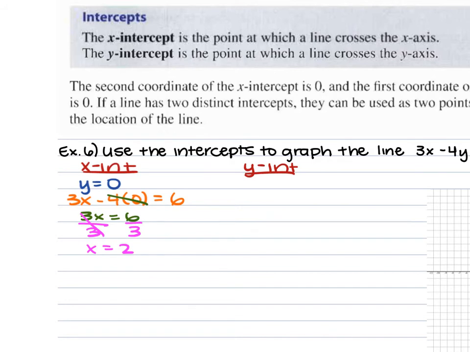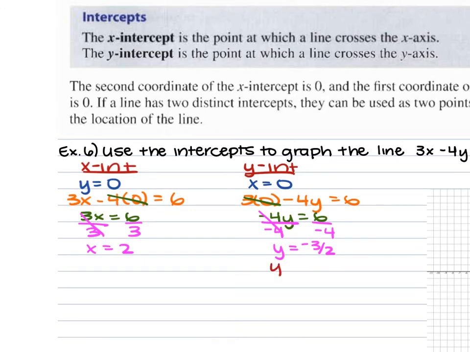we'll plug in 0 for x. So this is going to give us 3 times 0 minus 4y is equal to 6. So the 3 times 0 cancels out, so negative 4y is equal to 6. We divide each side by that negative 4, and we get that y is equal to negative 3 over 2, which is the same thing as y is equal to negative 1 and 1/2.